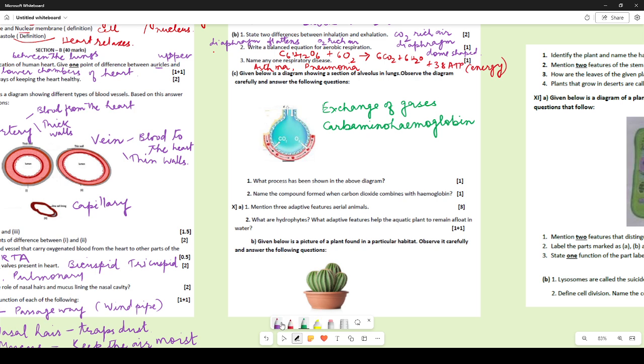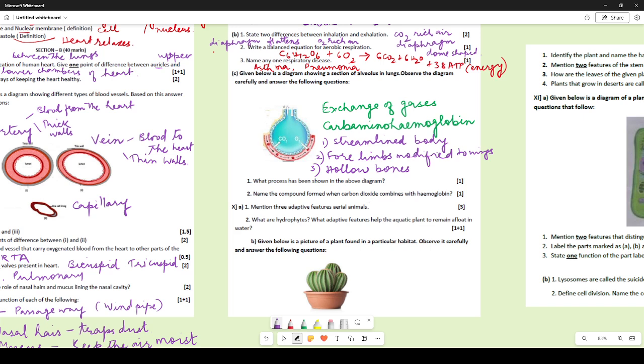Mention 3 adaptive features of aerial animals. Let us write them over here itself. First and foremost, they have a streamlined body, right? Then their forelimbs are modified into wings. Now, the third one, they have hollow bones to make their body light, so that it is easier for them to fly. Also, you can write that the lungs have air pockets which makes the body even lighter.